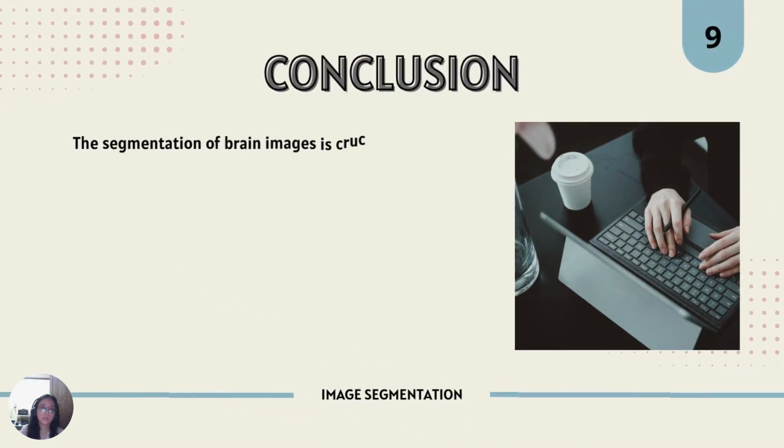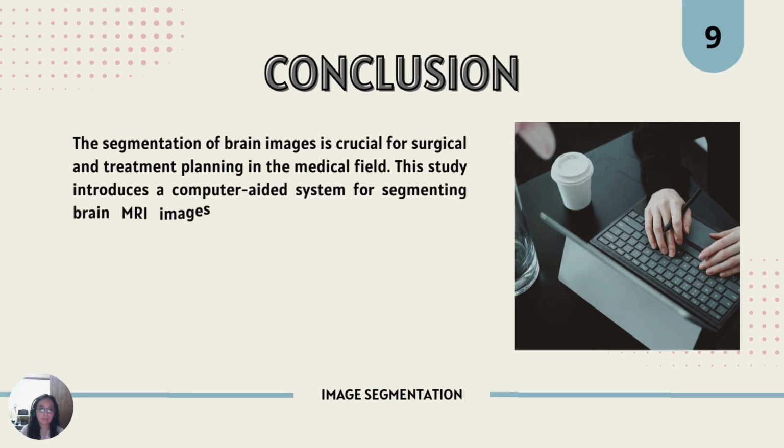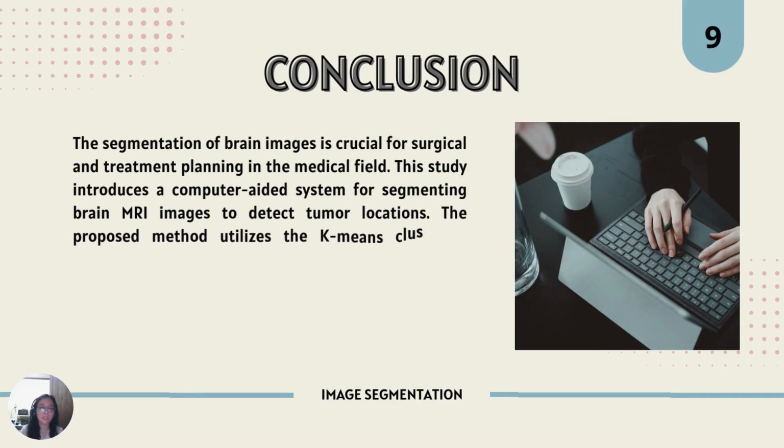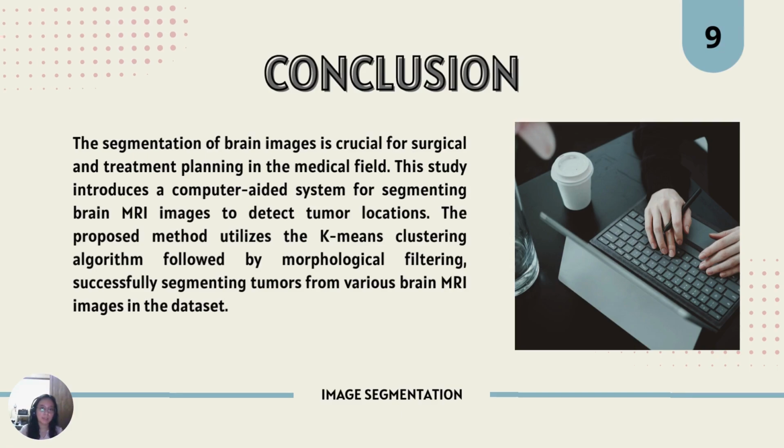This journal concludes that the segmentation of brain images is crucial for surgical and treatment planning in the medical field. This study introduces a computer aided system for segmenting brain MRI images to detect tumor locations. The proposed method utilizes the k-means clustering algorithm followed by morphological filtering, which successfully segments tumors from the various MRI images from the dataset.